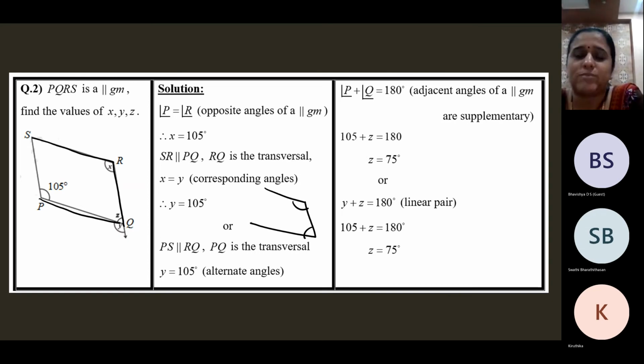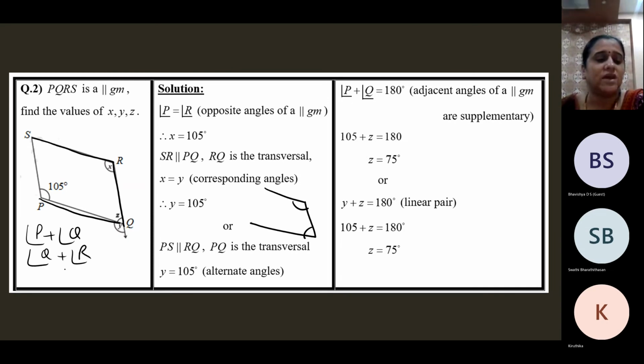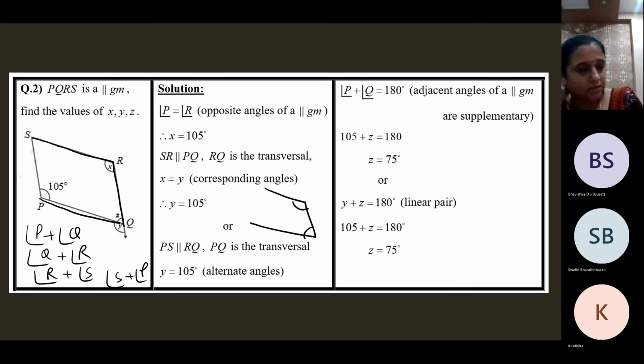In a parallelogram, this is a property of a parallelogram. Adjacent angles are supplementary. Adjacent angles means angle P plus Q is equal to 180. Angle Q plus R is equal to 180. Angle R plus S is equal to 180. Angle S plus P is equal to 180. Adjacent angles, next angles: P and Q, Q and R, R and S, S and P. So these are called adjacent angles.